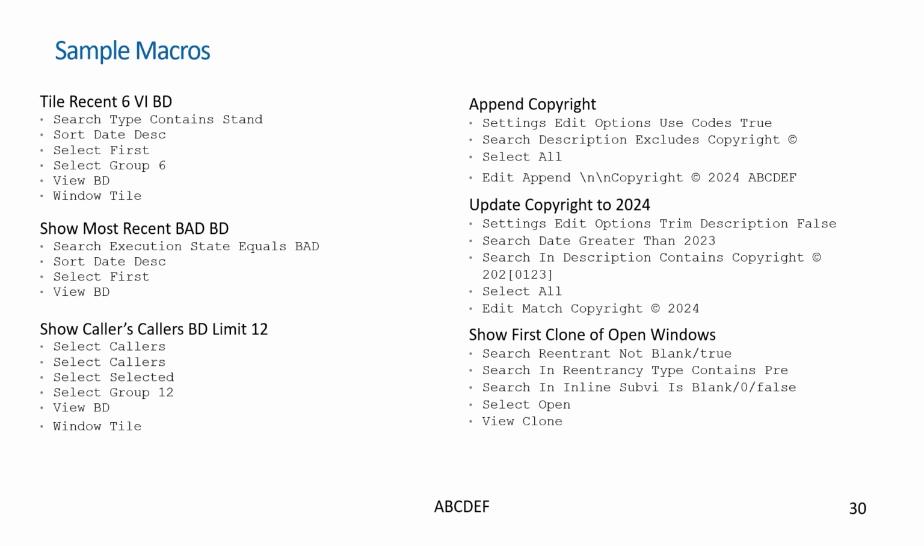Show first clone of all open windows. This VI will find all the clone VIs, filter by the ones that are open, and show the block diagram of those clones automatically, one click.